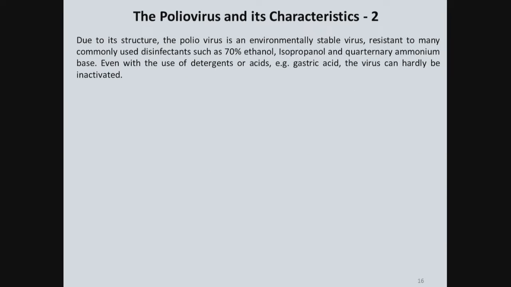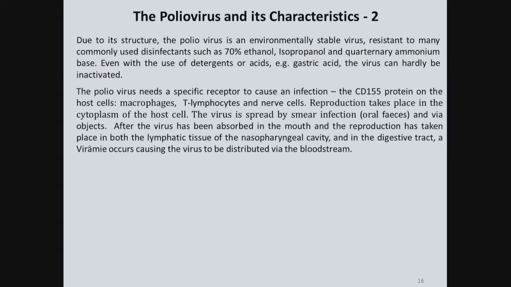The poliovirus and its characteristics too. Due to its structure, the poliovirus is an environmentally stable virus, resistant to many commonly used disinfectants, such as 70% ethanol, isopropanol, and quaternary ammonium base. Even with the use of detergents or acid, e.g. gastric acid, the virus can hardly be inactivated. The poliovirus needs a specific receptor to cause an infection, the CD155 protein on the host cells, macrophages, T lymphocytes, and nerve cells. Reproduction takes place in the cytoplasm of the host cell.